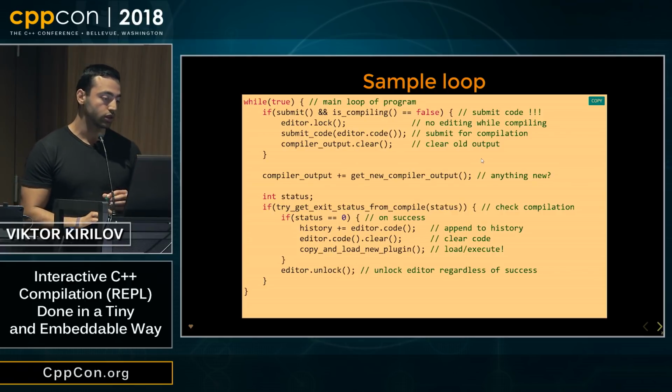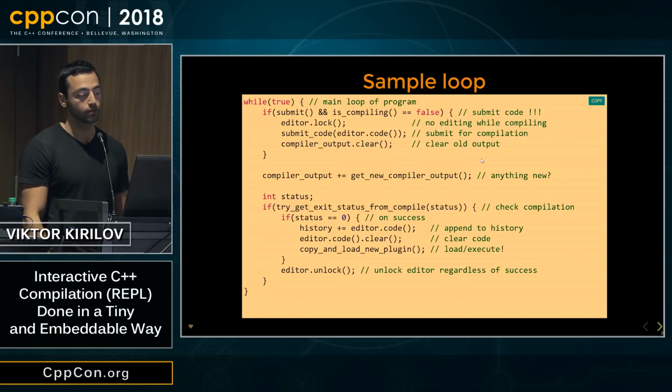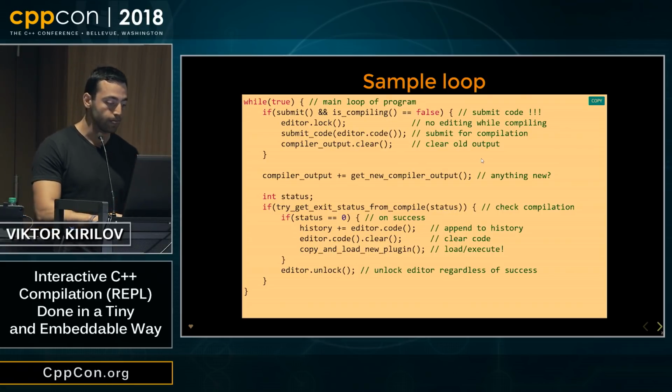If we submit code and we're not compiling, we lock the editor where we write code, we submit the code. After that, we continuously poll for any new compiler output to show it in the GUI. And if the compilation has ended, we check the status. If it's successful, we take the code from the editor and we append it to the history. We clear the editor, and we also copy and load the latest compiled plugin into the address space. So this is so simple to integrate inside of a main loop of a program.